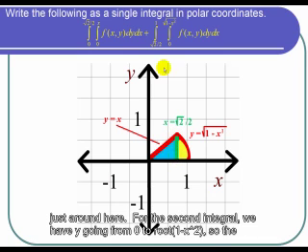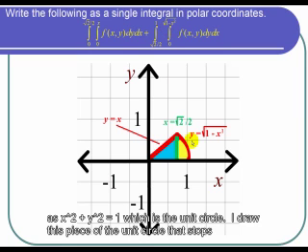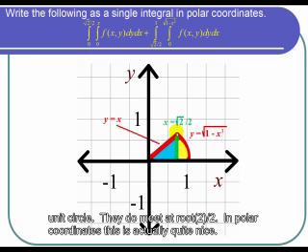For the second integral, we have y going from 0 to the square root of 1 minus x squared. So the bottom curve is y equals 0, which is the x-axis. And the top curve, y equals the square root of 1 minus x squared, that's the same as x squared plus y squared is 1, which is the unit circle. So I draw this piece of the unit circle that stops at x equals root 2 over 2. So if I put these together, I see that they combine to form a wedge of the unit circle, and they do meet at root 2 over 2.